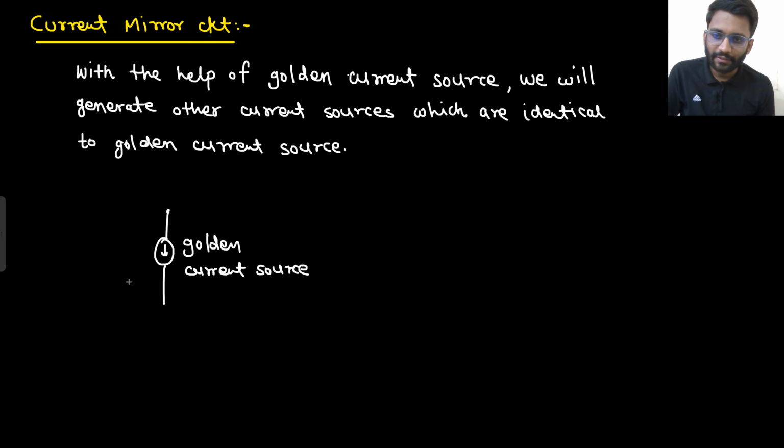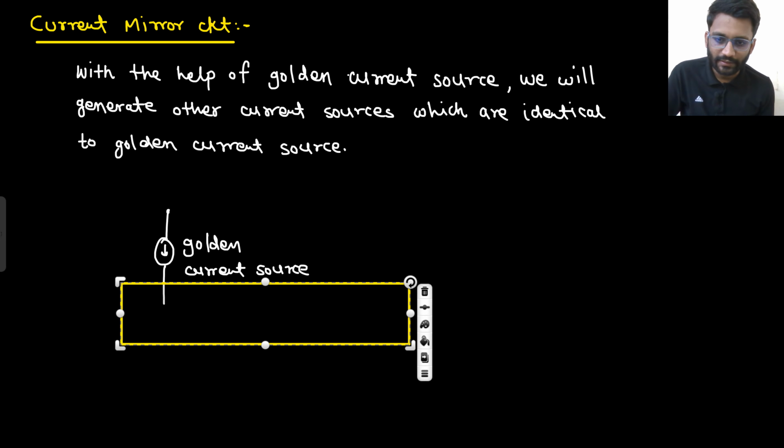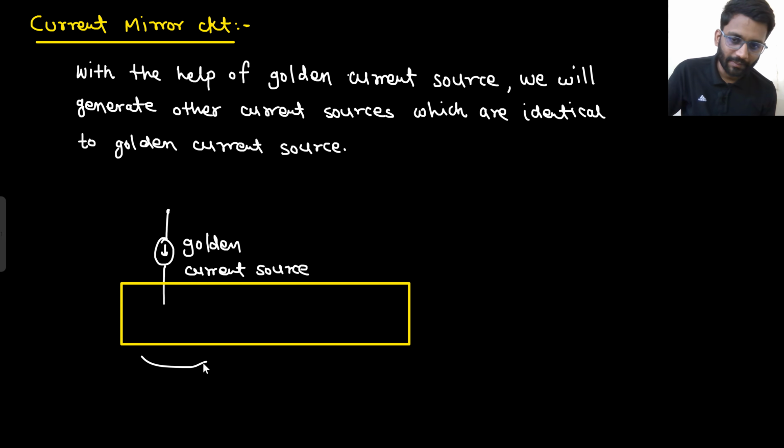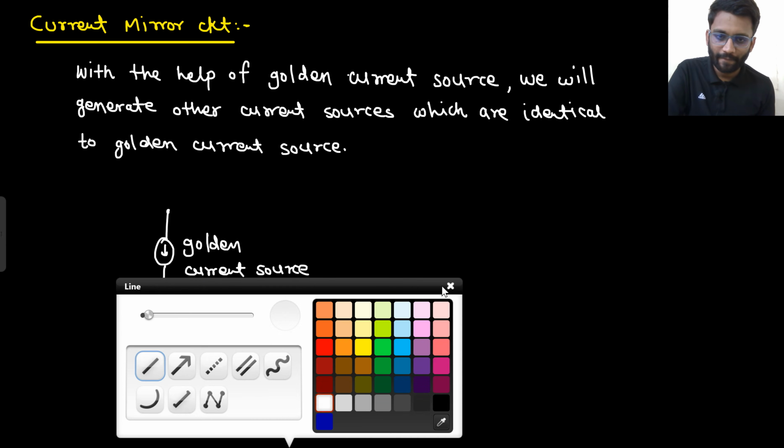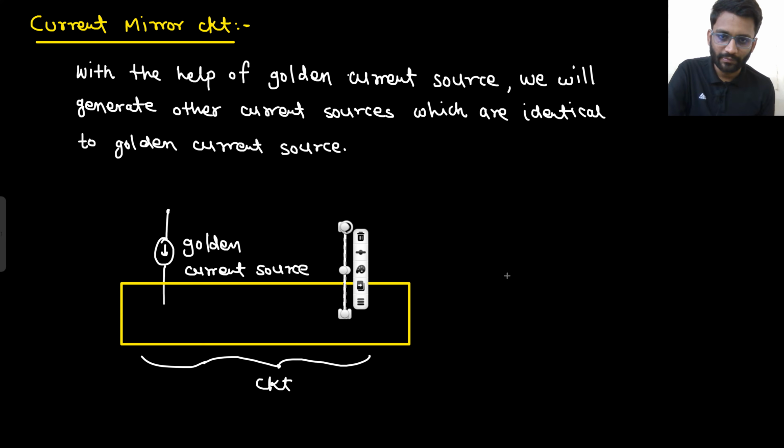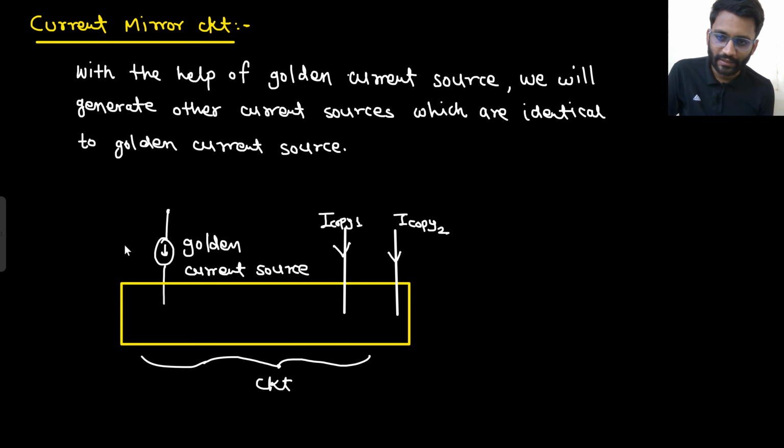By using this current source in a circuit, this is a particular circuit. By using this current source, you will make copies of other current sources. I copy 1, I copy 2, and this, let's call this as I ref.